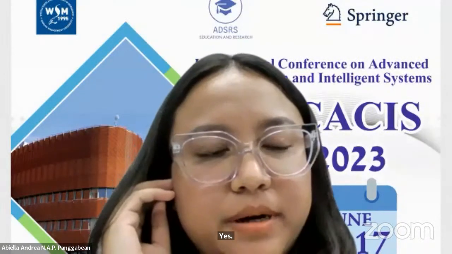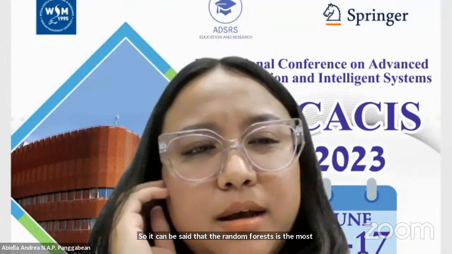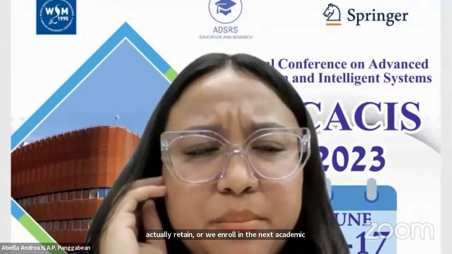What is the outcome of your paper? Okay, so the outcome of my paper is I'm trying to predict student retention. The outcome is that the random forest was able to predict most of the retaining students, followed by the support vector machine. So it can be said that the random forest is the most optimal in correctly predicting the students who actually retain or re-enroll in the next academic year, sir.